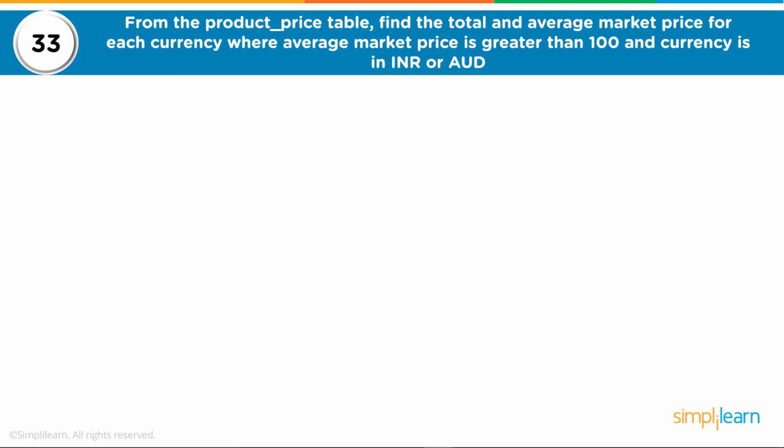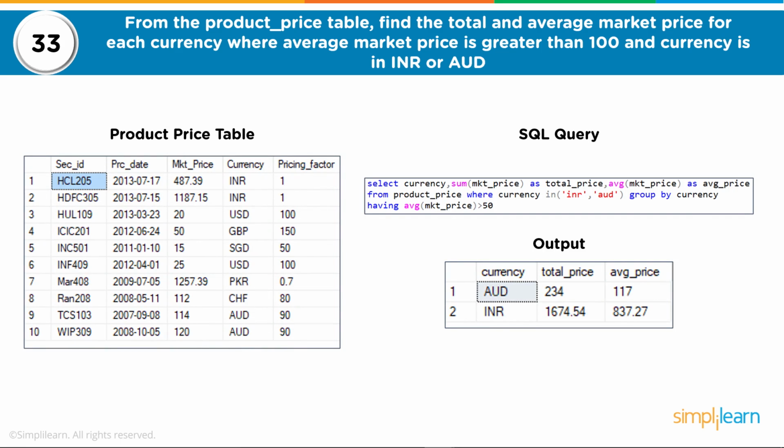From the product price table, find the total and average market price for each currency where the average market price is greater than 100 and currency is in the INR or the AUD. So INR or AUD, India Rupee or Australia dollar. You can see over here the SQL query.